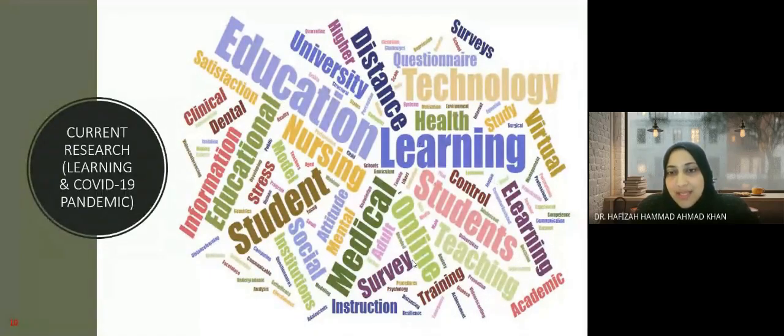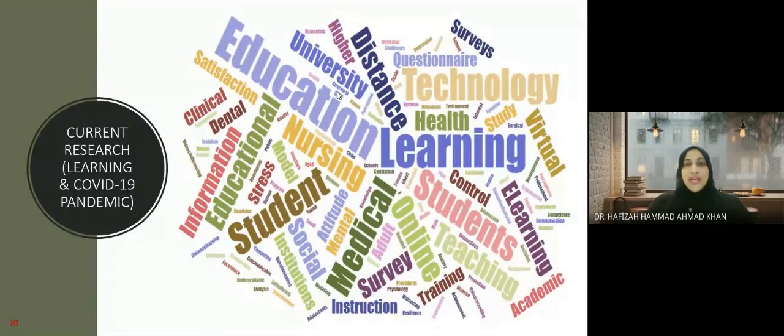So we can see many of the studies are based on survey data. You can see questionnaire, surveys, student, academic, and some keywords on stress. Some studies have discussed the stress level, some have discussed the mental health and attitude of the students, and some studies discuss satisfaction.